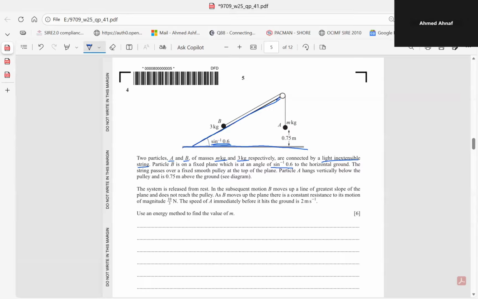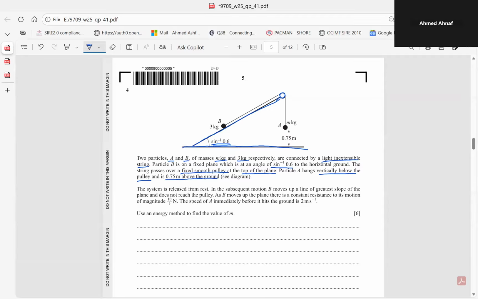Okay. And the string passes over a fixed smooth pulley at the top of the plane. So this is the pulley they're talking about. Particle A hangs vertically below the pulley and is 0.75 meters above the ground. So that's also given here in the diagram.